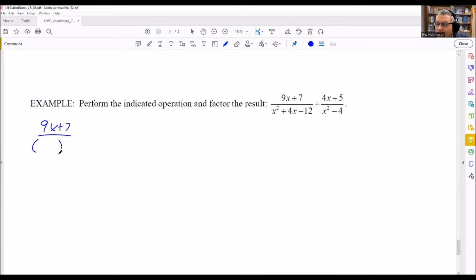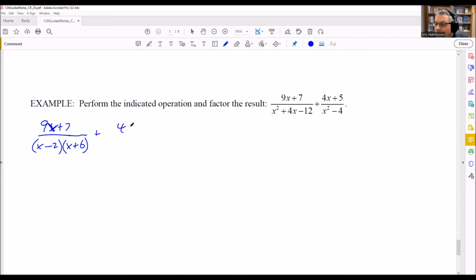So I have two numbers that multiply to make 12 that add to be 4. That's going to be 2 and 6. So I want the 6 to be positive and the 2 to be negative there. That way it adds up to a positive 4. Okay, so that's the first one that I have.